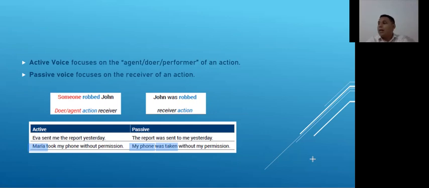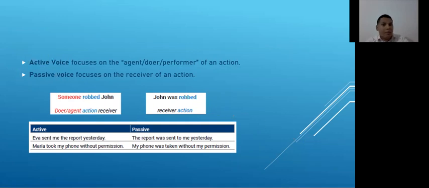Where is she? I'm looking for her. So I'm mentioning who did it, which in this case was Maria. But if I don't want to mention it, I just say it this way. My phone was taken without any permission. Maybe I don't know who took it, or maybe I just don't want to mention it, right? Now, these are great differences between active and passive voice.